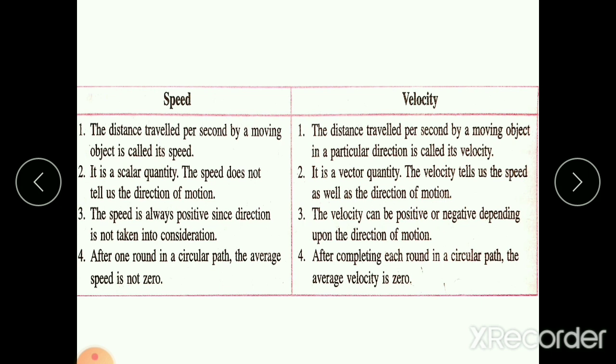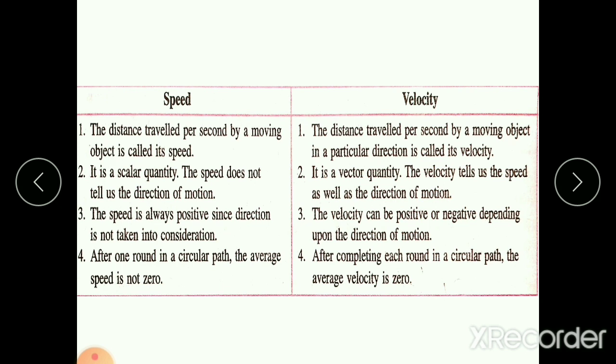Next we'll see the difference between speed and velocity. The distance traveled per second by a moving object is called its speed. Velocity is the distance traveled per second by a moving object in a particular direction. You know the formula to find the speed, that is distance by time. So what is the velocity? It is displacement by time. That is what is given in the sentence.